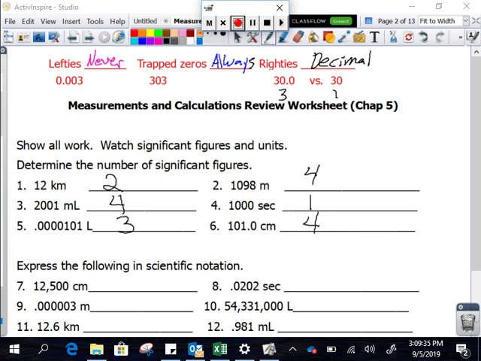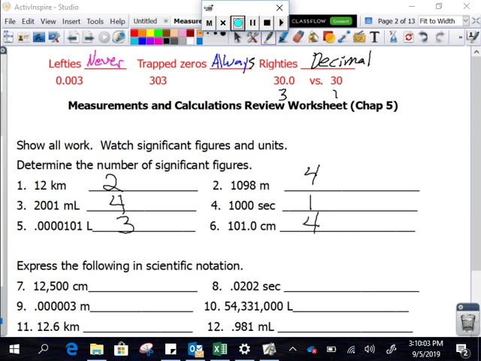So as I was doing this, I've got these leading zeros or left zeros, trapped and righties, and I'm thinking about each one. Number 1, I only said it had 2 significant figures. Which value is the estimate in 12 kilometers? The 2. And then the second one, it's the 8, right? And the third one, it's the 4. Which is the estimate in number 4? The very first one, yeah.